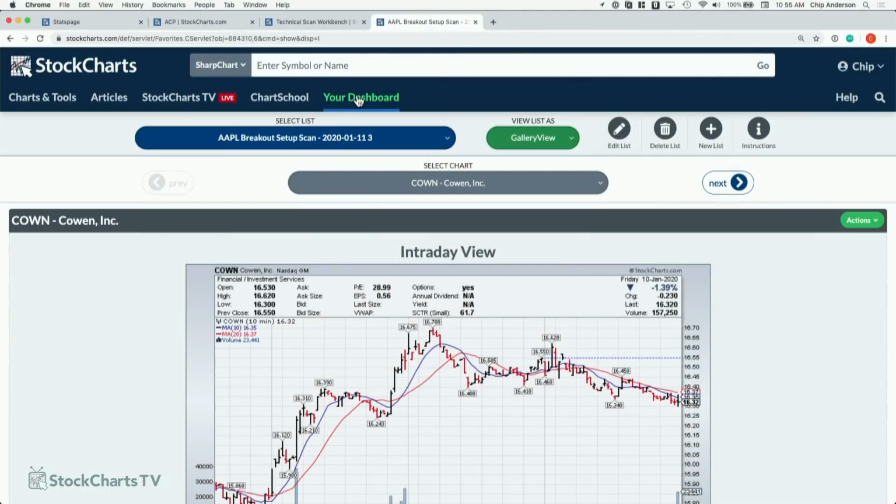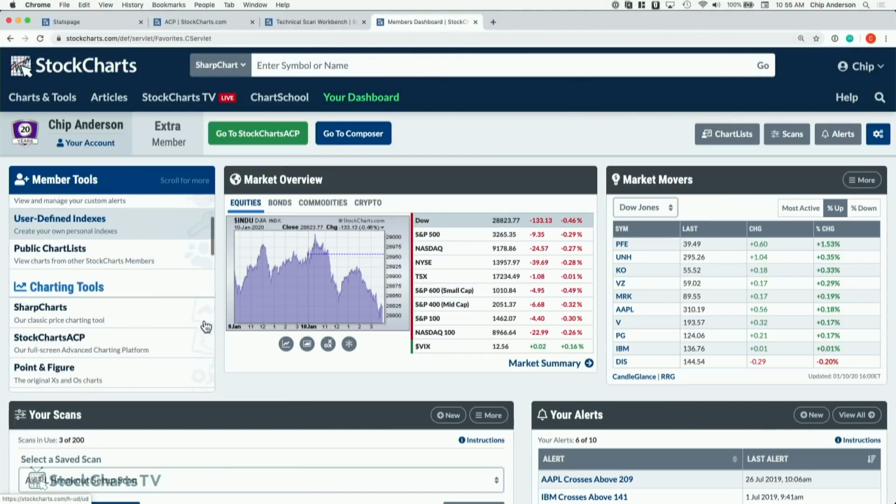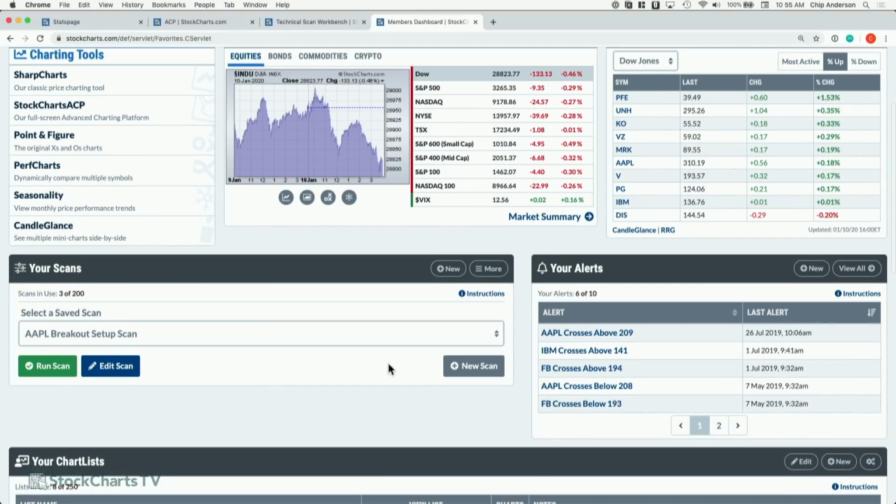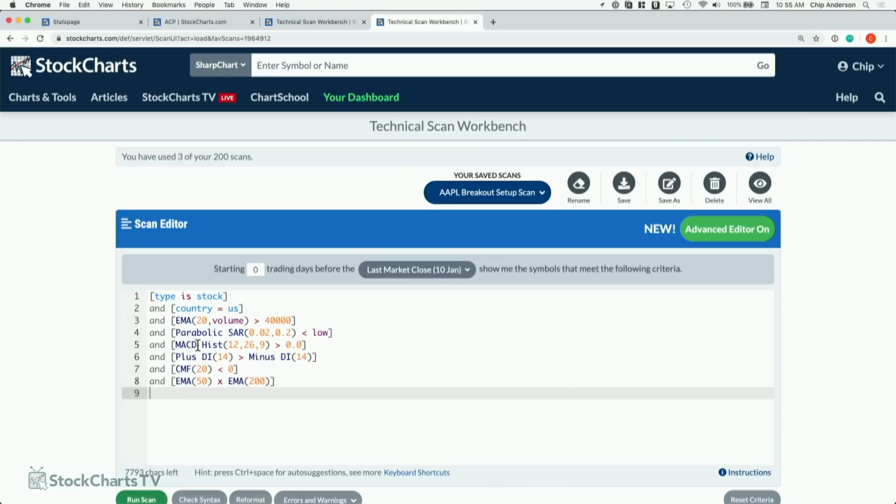I'm going to pull that back up. I go back to my dashboard, go back to my scan, and edit it. Okay, so here's my scan with nothing crossed out because I've left it all on. But one of the really nice things about putting all of your scan elements one per line, as I've done here, is you can then use the double backslash to comment out that particular line, to essentially turn off that clause. And I demonstrated that earlier.